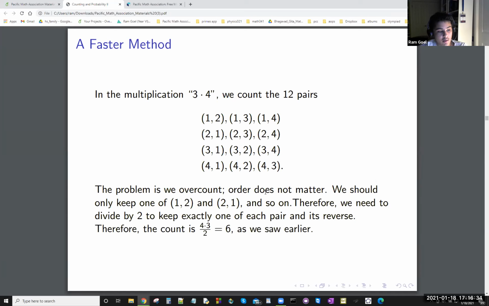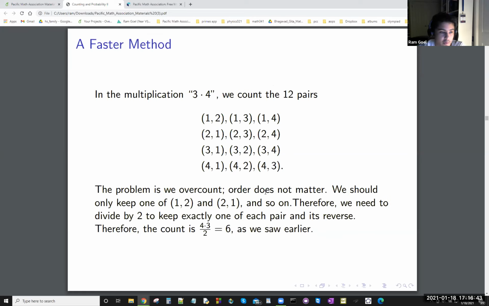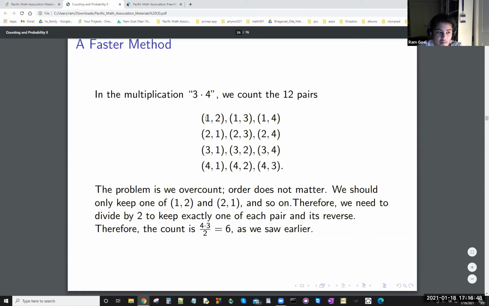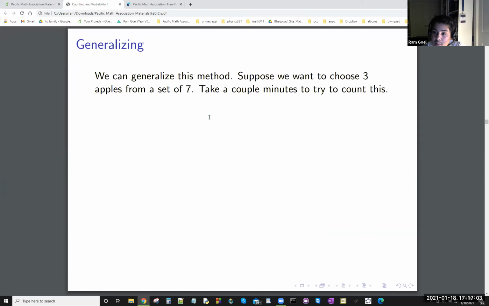Okay. So therefore the count is 4 times 3 over 2 because we have to remove exactly 1/2 of these. And this makes sense because 6 is the answer we had before. Okay. So now let's just review this method. There's 4 possibilities for the first number, 3 for the second, and we divide by 2 because we're counting A, B, and B, A, both in this count. Okay. Can we generalize this? This method seems to be working quite well. We didn't have to list anything out.